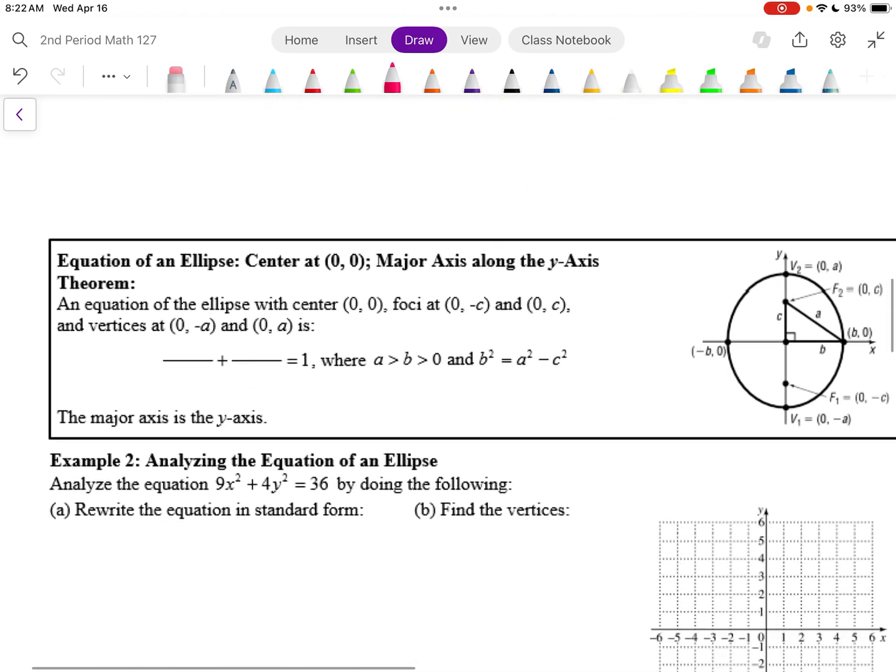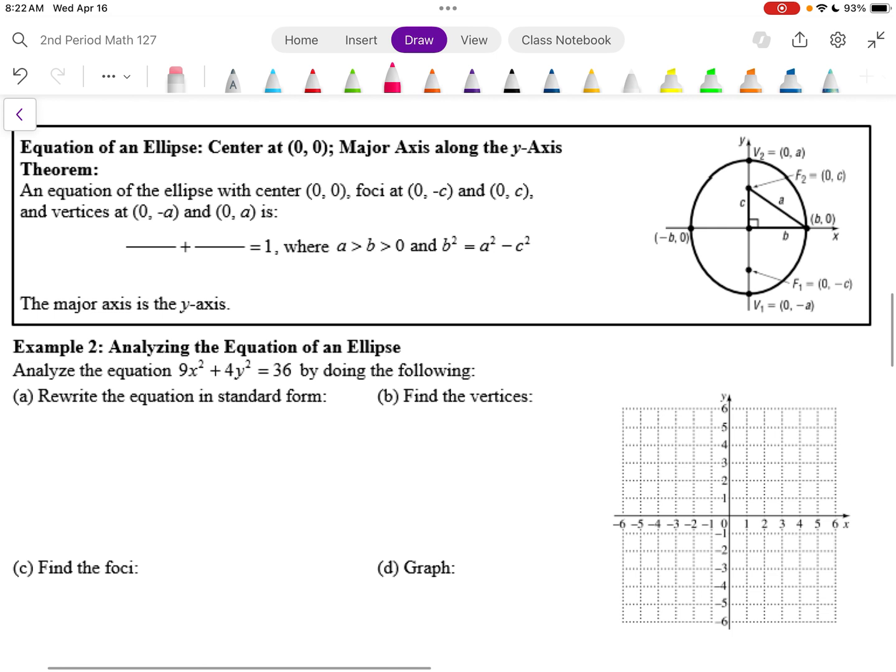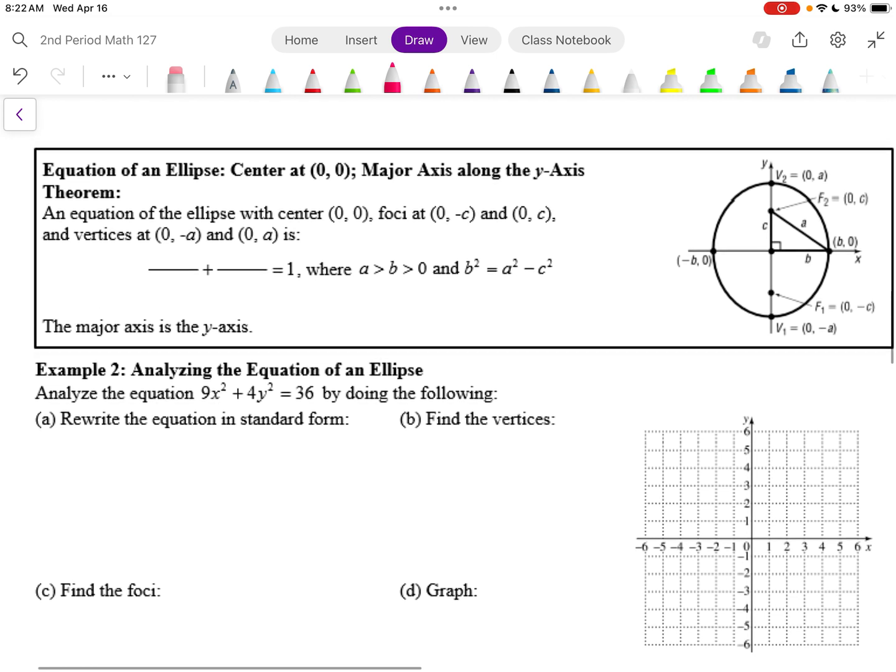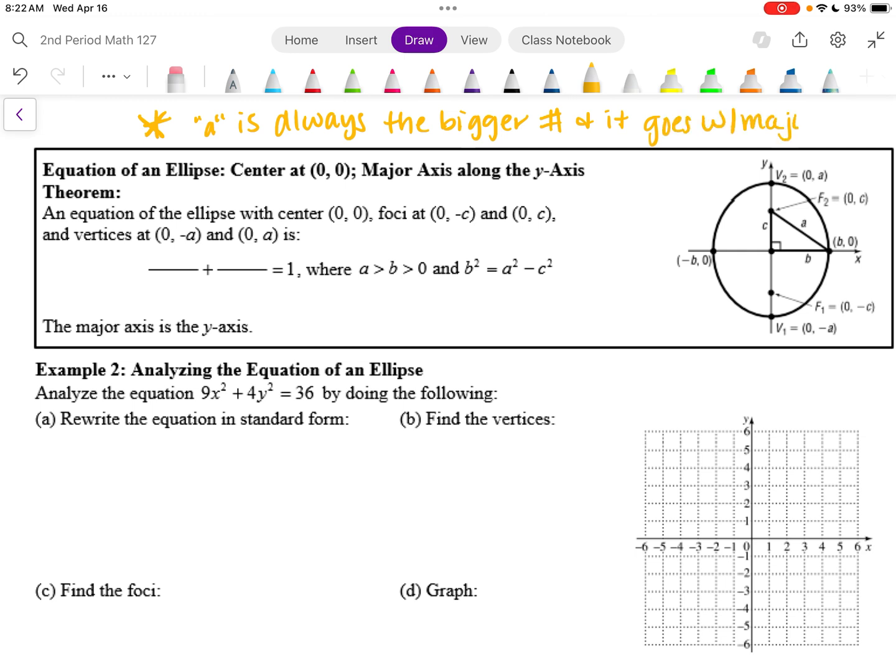So now the other way we can do this is if the major axis is along the y-axis. So again, something I need you to remember is a is always the bigger number, and it goes with the major axis. Remember, you can pause this video at any time or go back if you miss something.